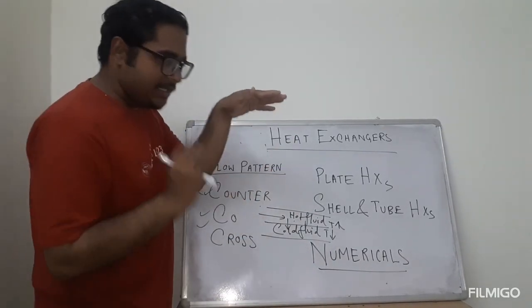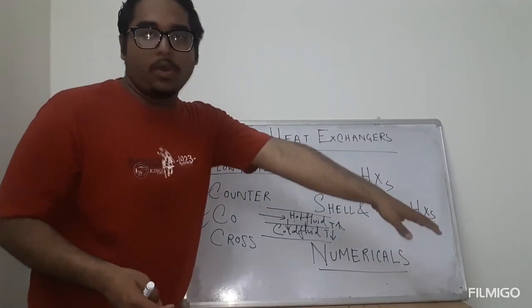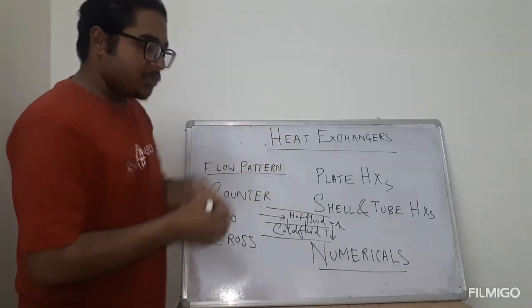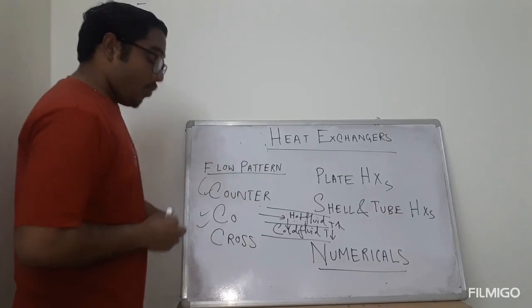So it has gained heat from 90 to 130, and it has lost its heat from 190 to 150. So they're exiting simultaneously with a lesser delta T between the two streams at the end of the heat exchanger. This is what a co-current heat exchanger is all about.